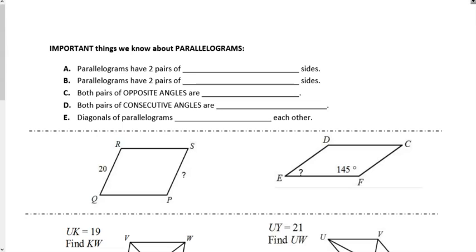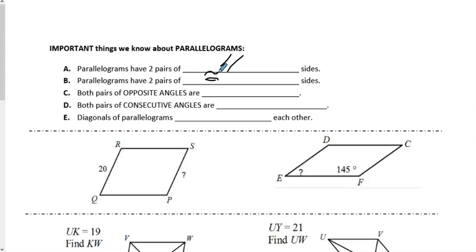Just some reminders. This comes off that green sheet. It also comes off the front page of your notes. Parallelograms have two pairs of parallel sides. They also have two pairs of congruent sides. We've already done all those marks.